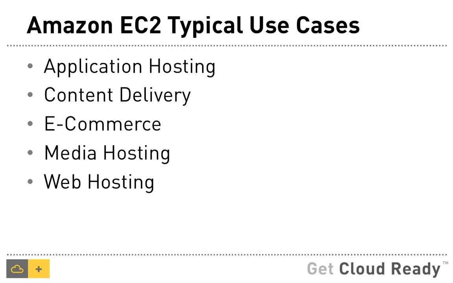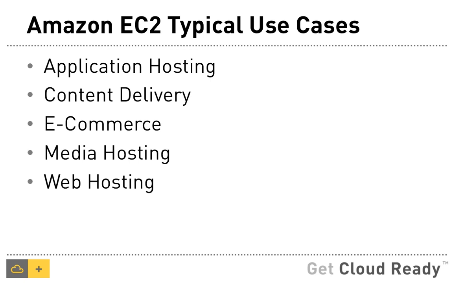Some of the typical use cases for Amazon EC2 happen to be application hosting. This is primarily moving your line of business applications or SaaS applications to the cloud. So you can run multiple virtual machines that power your application in a high availability mode. Many enterprise applications are now moved to EC2 by leveraging the capabilities of the compute on the cloud.